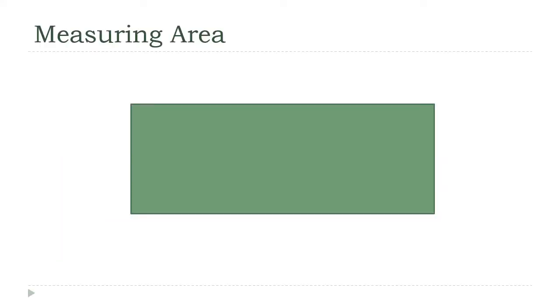So in the last couple of lectures, we talked about what are called linear measurements. Those are measuring distances, doing measurements in one dimension. Well, now I want to take the next step up. What if we have a two-dimensional object, like this rectangle here, and I want to get an idea of its size? I want a way to measure something in two dimensions instead of just one.